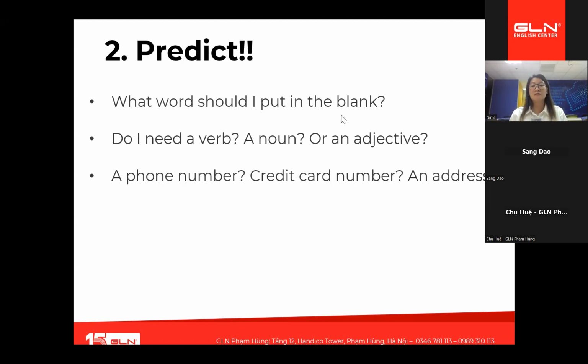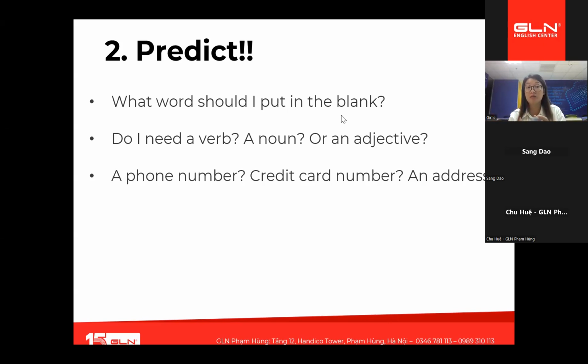So in most cases, if there are blanks, look at the blank. What do you need in those blanks? Do you need a verb, a noun, an adjective? Do you have to put a number, for example, a phone number, a mobile number, a credit card number, or an address? Okay, so try to predict.